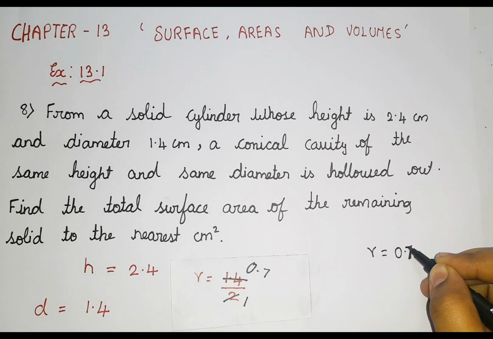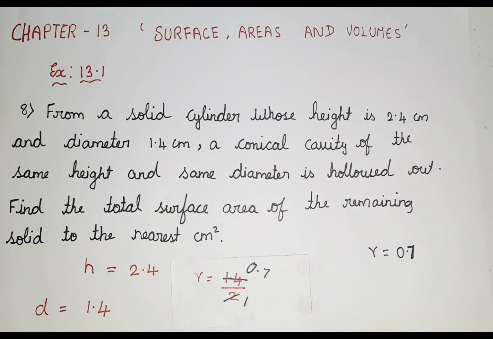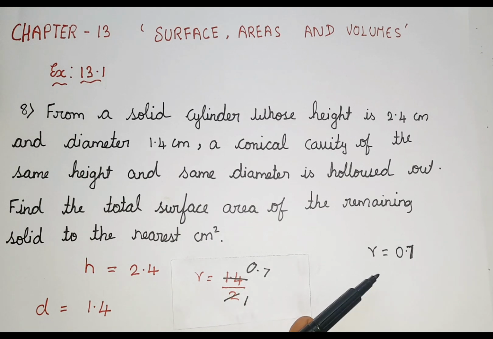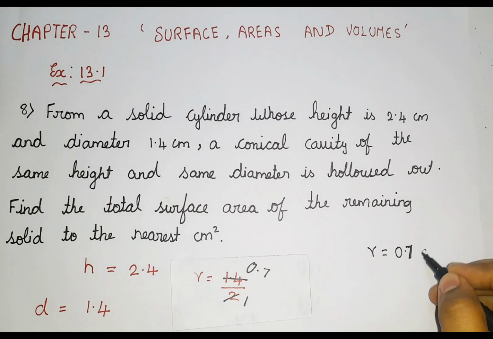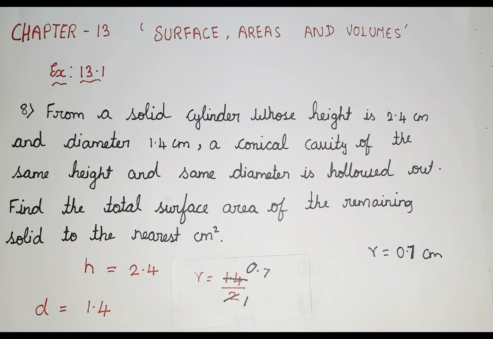Okay, so now we know the radius and the height. Everything is in centimeter, so the dimension is centimeter, so we can actually write 2.4 centimeter and 0.7 centimeter. Okay, alright, so now let us solve it.